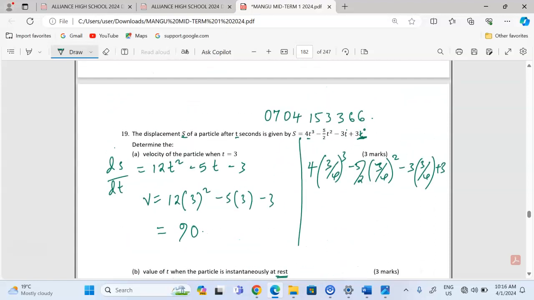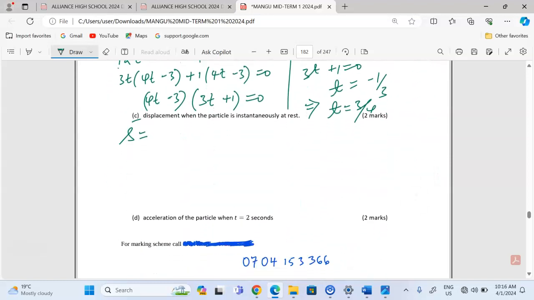When we carry out such a substitution, we can only use the calculator to get the final answer. Remember, 3/4 is 0.75. So 4 times 0.75 cubed, minus 2.5 times 0.75 squared, minus 3 times 0.75, then plus 3. This is going to be 1.03125, or in fraction, 1 and 1/32. That will be the displacement when the particle is momentarily at rest.